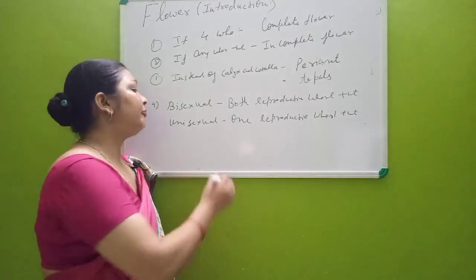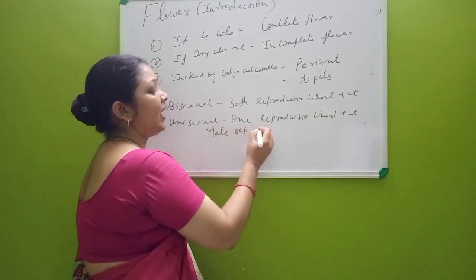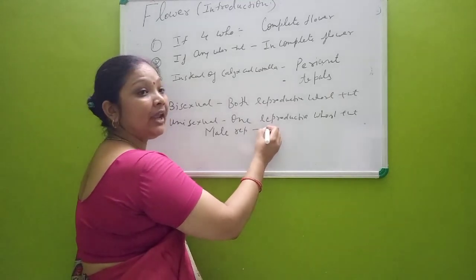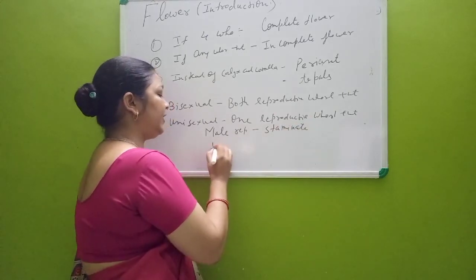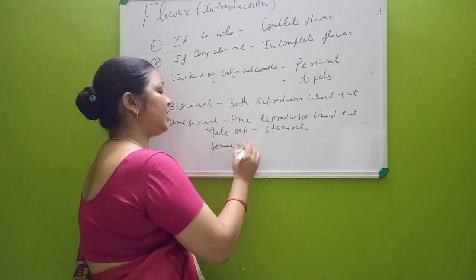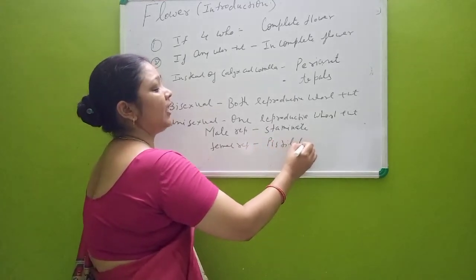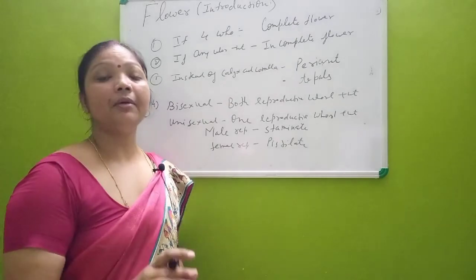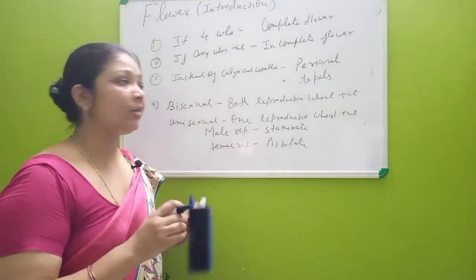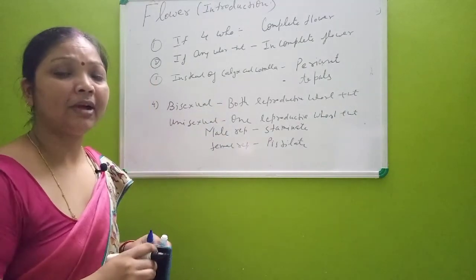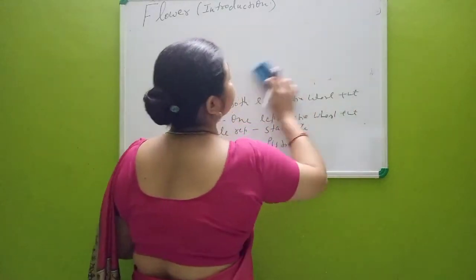If the male reproductive part is present, then it is called a staminate flower. And if the female reproductive part is present, then this is called a pistillate flower. Staminate flower and pistillate flower, if only one whorl is present. Now this is about the flower, unisexual and bisexual, but if we talk about the plant, then what happened about the plant?